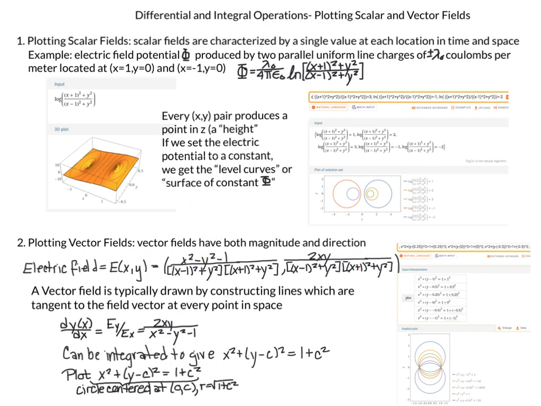We talk about how vector fields, we represent them by constructing lines which are tangent to the field vector at every point in space. And so we will do this example using this electric field. But before we get into this, let's back up and talk about plotting scalar fields.